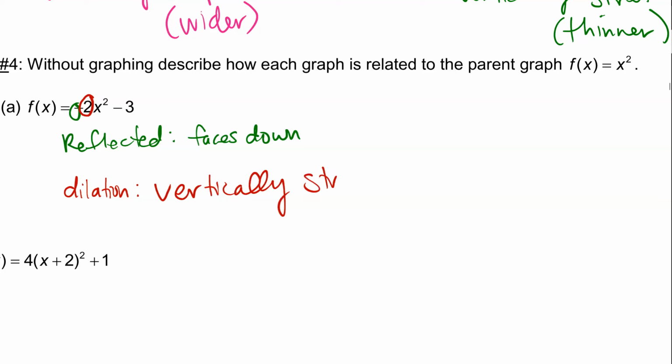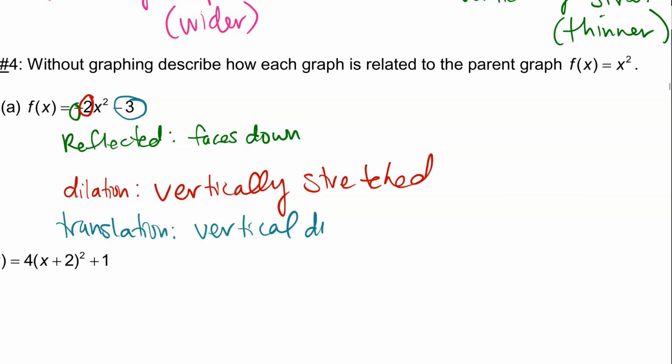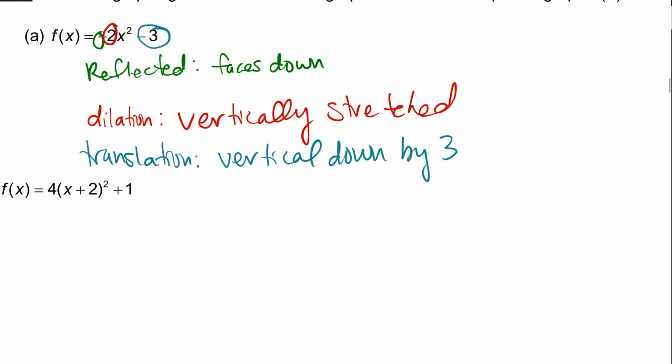I'm just trying to color code so you see I'm taking into account every single thing. And then lastly, what does this negative 3 do? It's a translation and it moves vertically down by 3. Wonderful. Okay, take a second. Try out part B yourself. Try the second one. See if you can get what the translation would be.